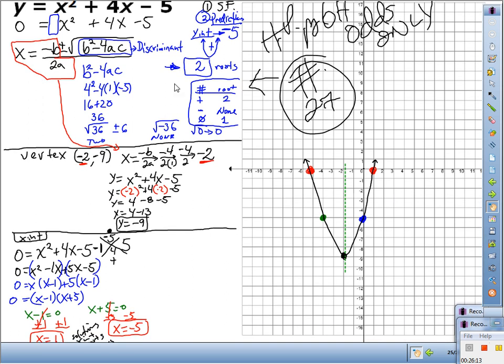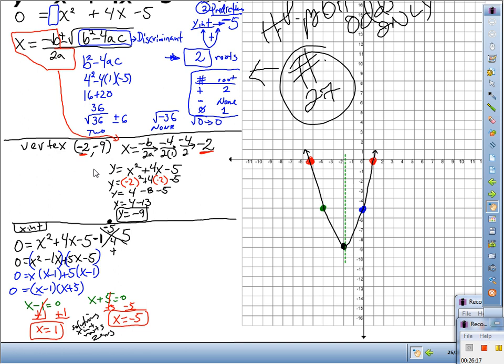I want you to do predictions, all this. I want you to find me the vertex. I want you to find me the roots. Pay attention, I'm not done. I want you to plot your points. I want you to sketch your line of symmetry. And I want you to have the same amount of points on one side as the other side.